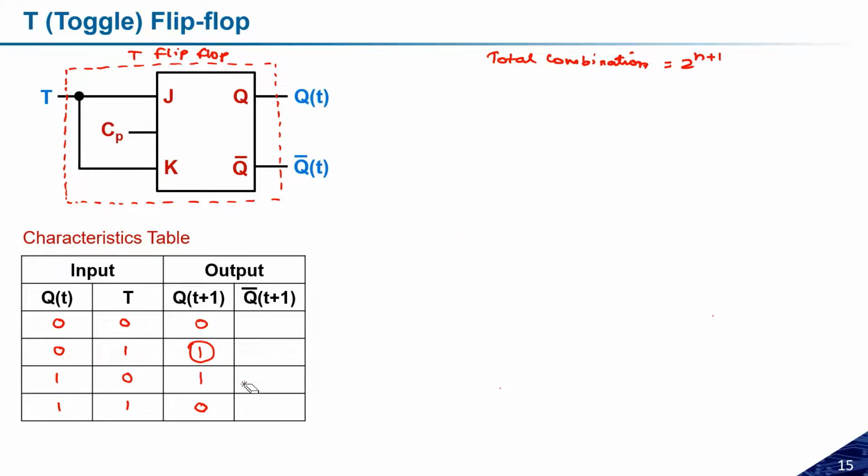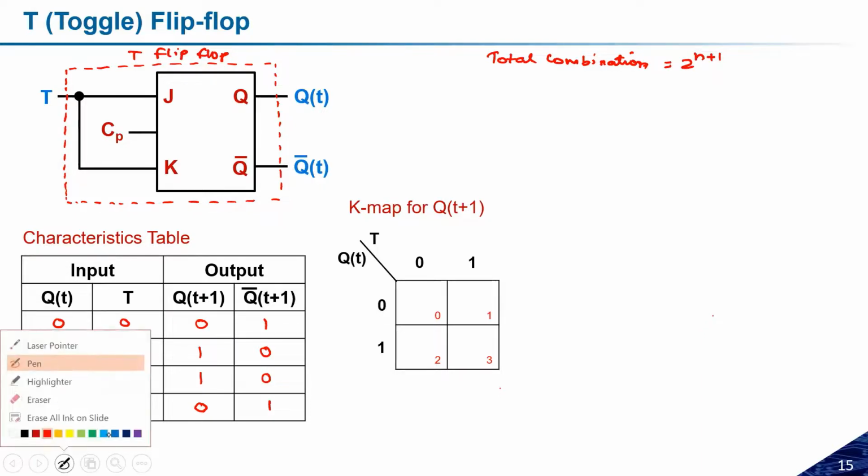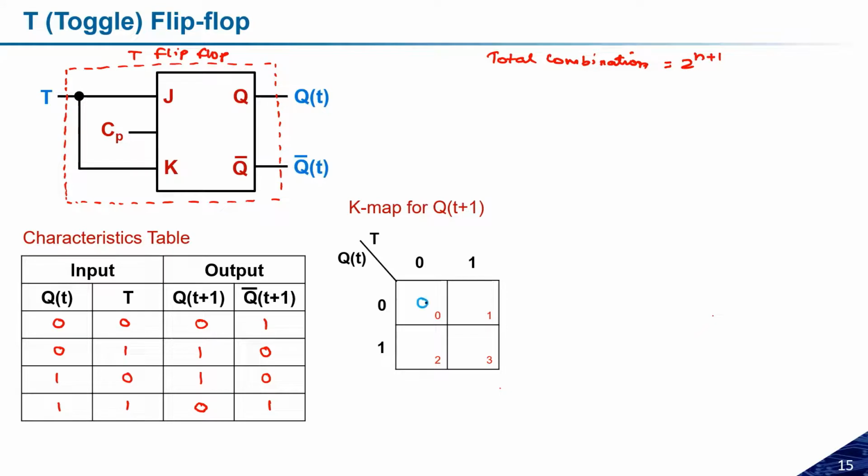Now let us try to, yeah, so by default the Qt plus 1 complement will be 1, 0, 0 and 1. Yeah. Let us try to make the K-map for T and Qt plus 1. Okay. So the K-map for Qt plus 1 will have Qt and T, and Qt plus 1 will be something like here. If you see, that will become 0, 1, 1, 0.